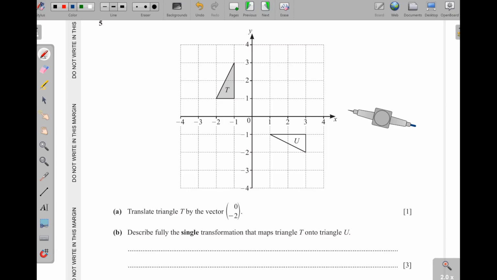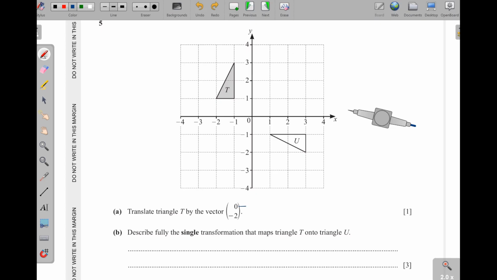Question 5 is coming from transformations. And in transformations, we look at 4 in IGCSE. We have translation, we have reflection, we have enlargement, and then rotation. So translate the triangle by the vector 0, -2. Remember, this is the x movement, and then this is the y movement. So y is positive up, and then is negative down. So if it is negative here, that means we are moving downwards. And then if the first number here is positive, then we are moving to the right. If it is negative, we are moving to the left. So since it is 0, that means we are not moving anything to the right or to the left.